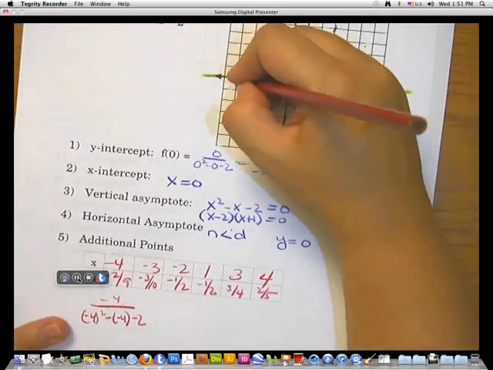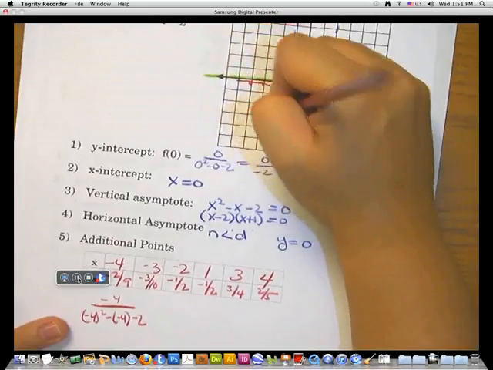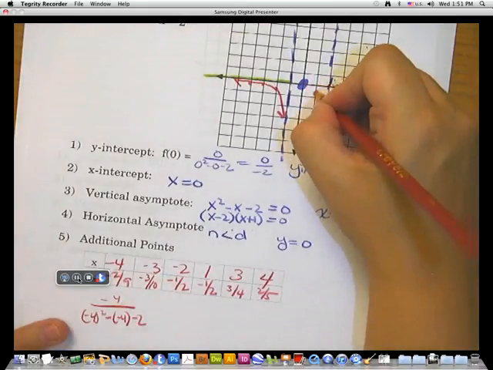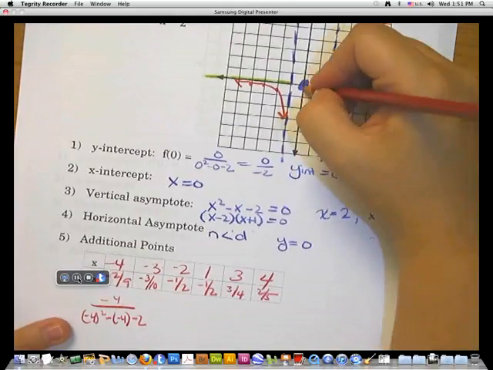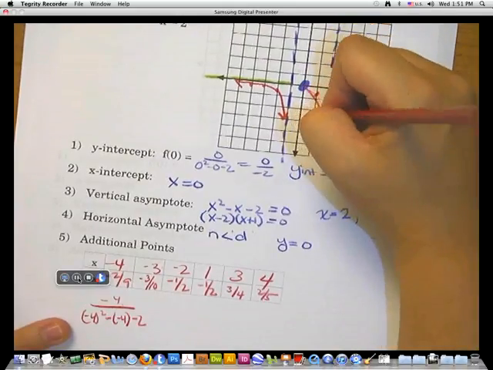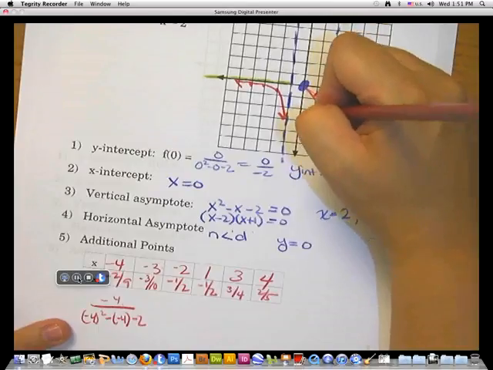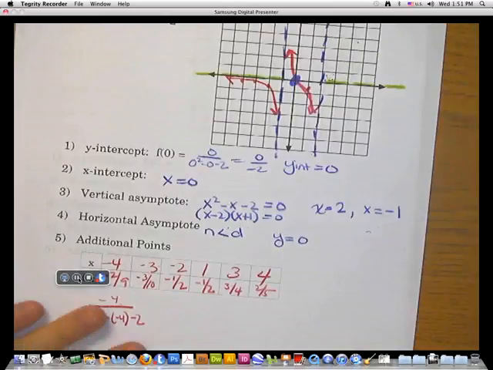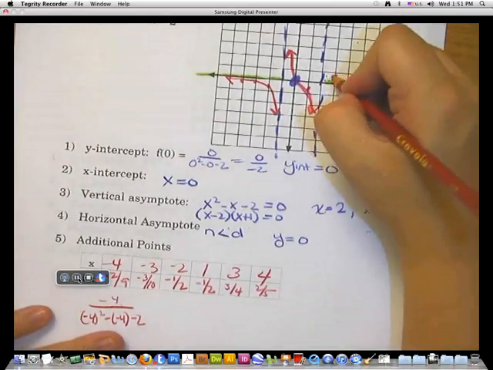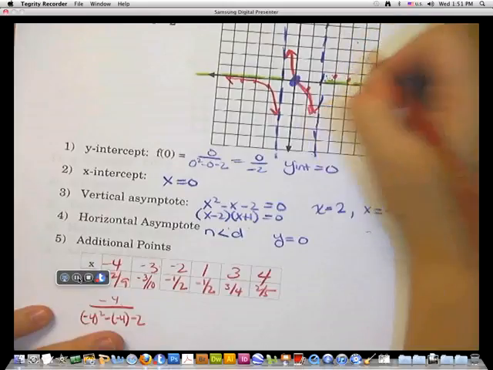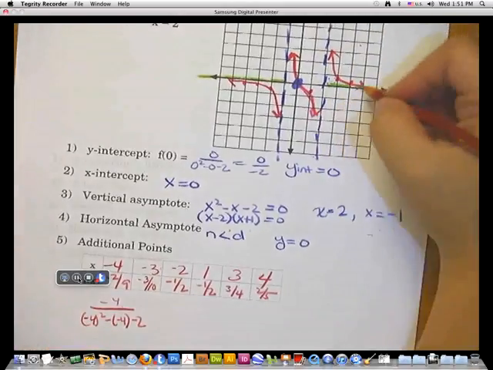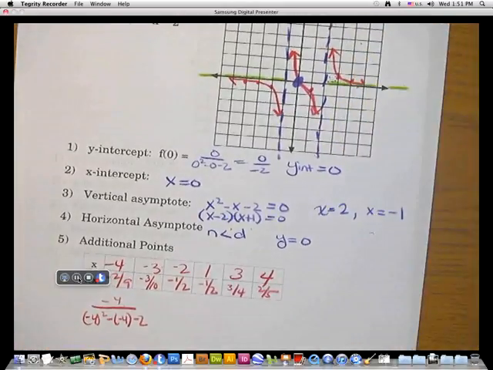So when I go to plot these at -2, I get -1/2, -3/10, -2/9, and we see that it's approaching asymptotes in that manner. At 1, we get -1/2, so that tells me I'm going to be coming downwards towards my asymptotes and upward towards the left-hand asymptote. 3 is 3/4 and 4 is 2/5, so I'm going downwards towards my x-axis and upwards towards the y.